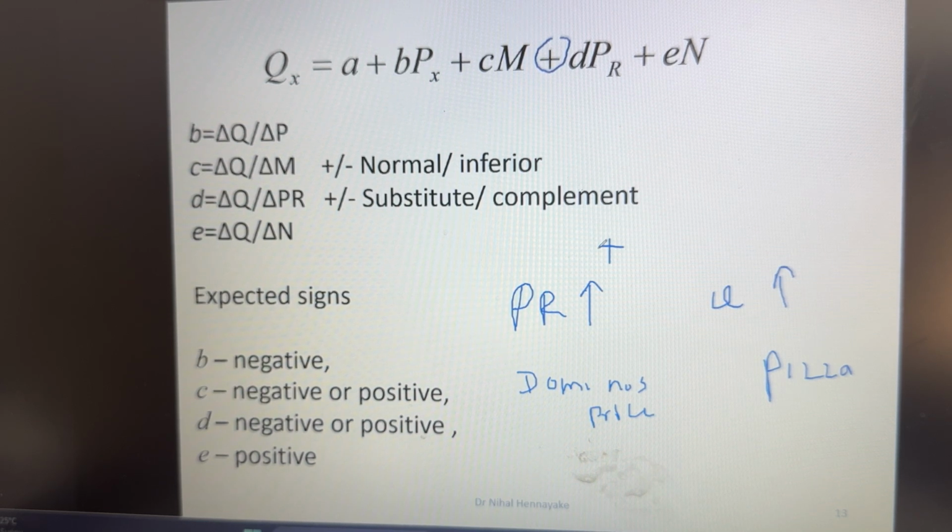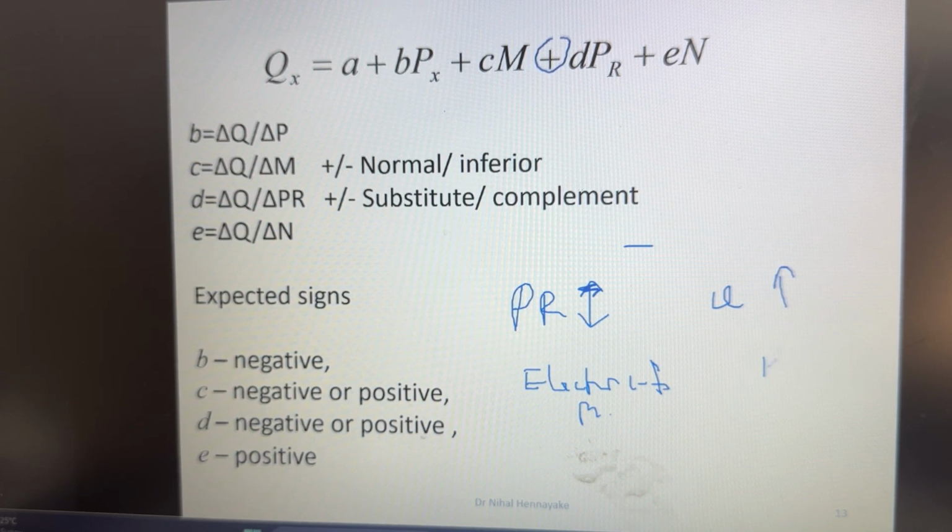If you get a negative sign here, what is the meaning? If the related product price decreases, then our product demand is increasing. For example, suppose that this is the price of electricity. I can write here price of electricity. If the price of electricity is coming down, here the demand for air conditioner can go up.